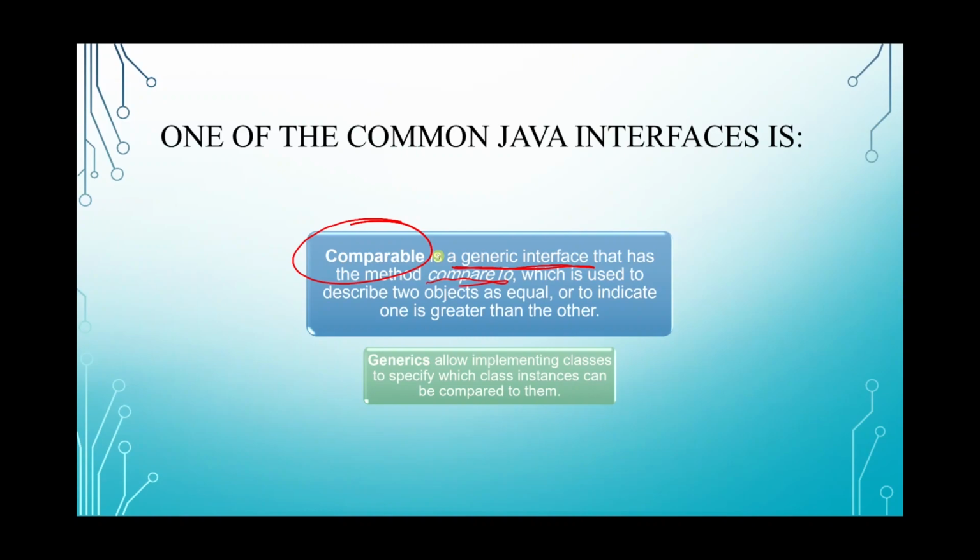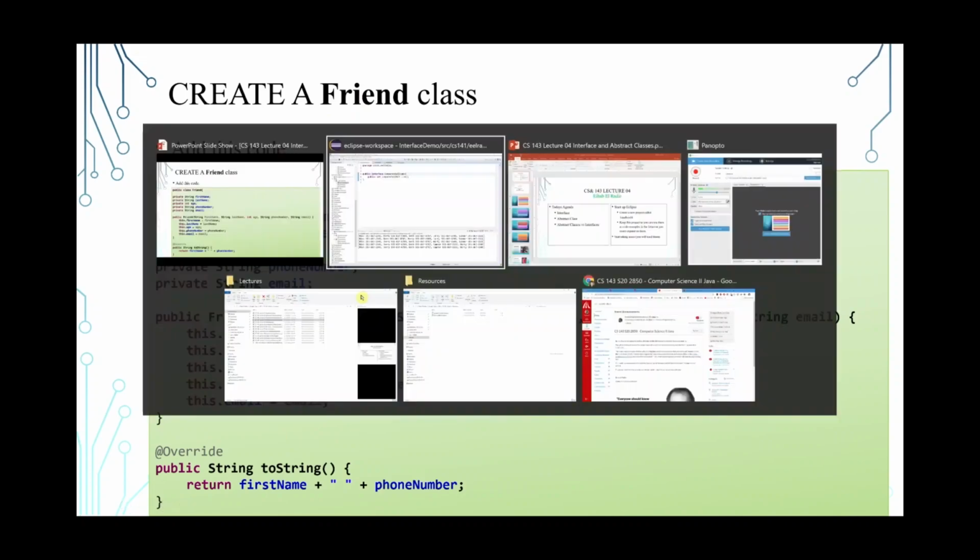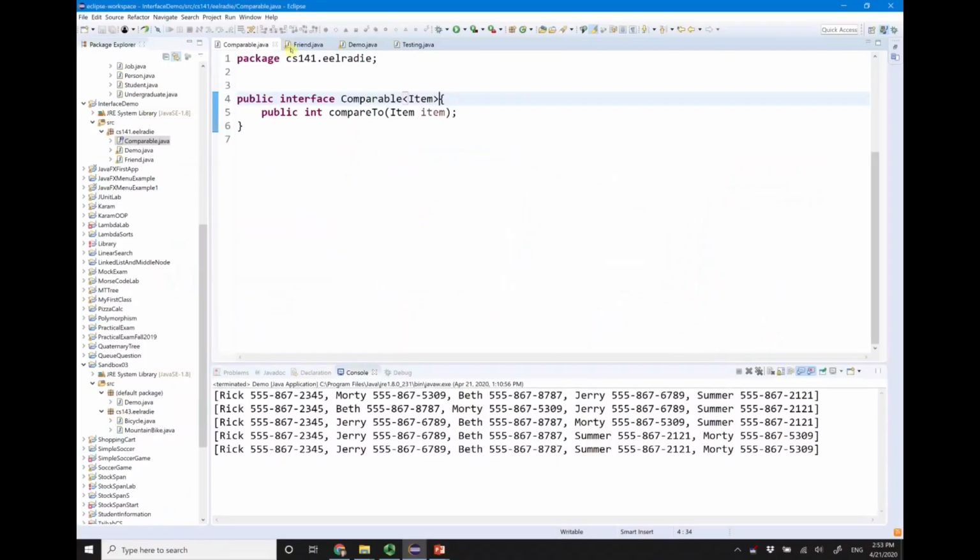This is actually going to be one of our stops in the future lectures. We are going to have one full lecture about generics, but today I'm going to present to you just how to use generics and to briefly explain to you what generics is. So first, we're going to create a friend class, and we are going to add this code. And here's the friend class.